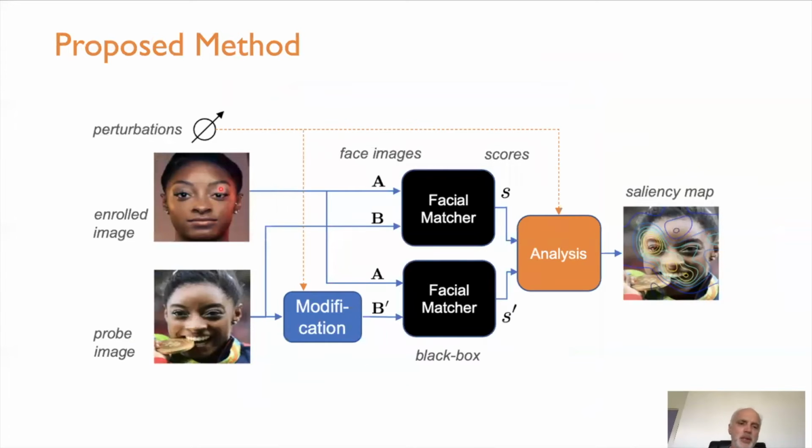We have the two input images and we make some perturbation of the second image in order to obtain a modification of it. So we compute the score of the original pair and we compute the score of the pair with the modification. So we analyze the difference between these two scores in order to compute the saliency map.